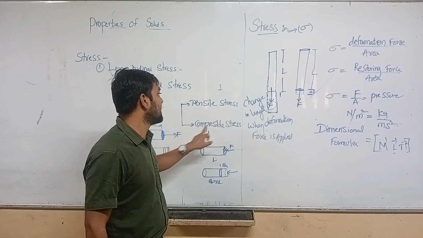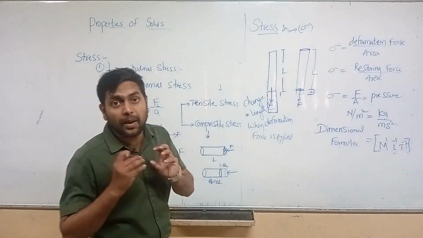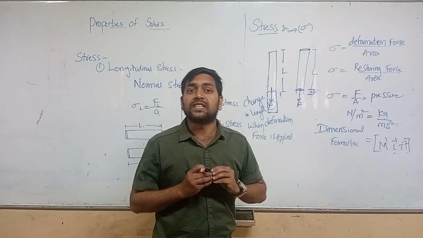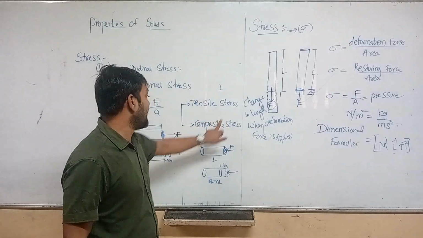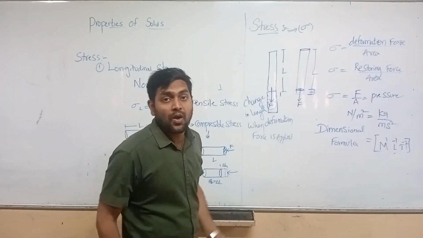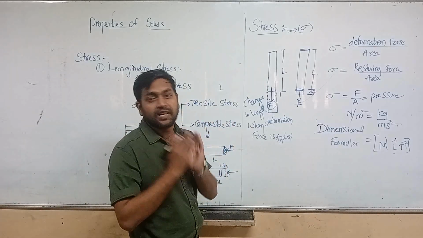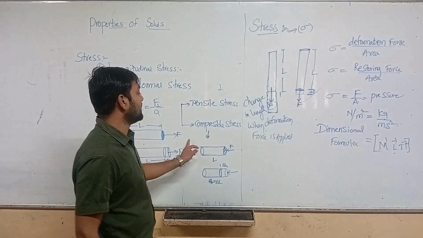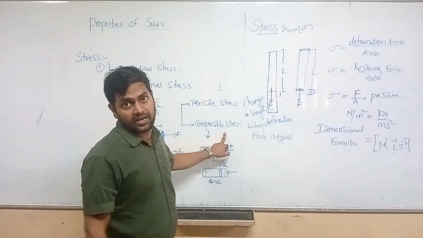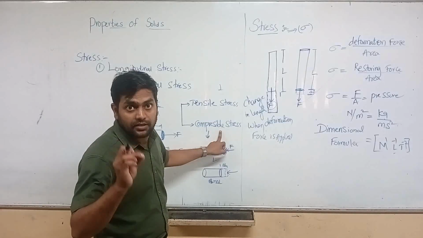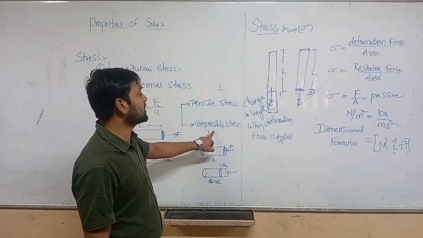The first one is tensile stress and the next one is compressible stress. Tensile means when we apply the force perpendicular to the area, the increase in the length takes place. For that reason we say that is tensile stress. The next one is compressible stress. Compressible stress means when we apply some force and the rod decreases in size, then we can say that is compressible stress. Here also the force should be perpendicular to the area of this rod.